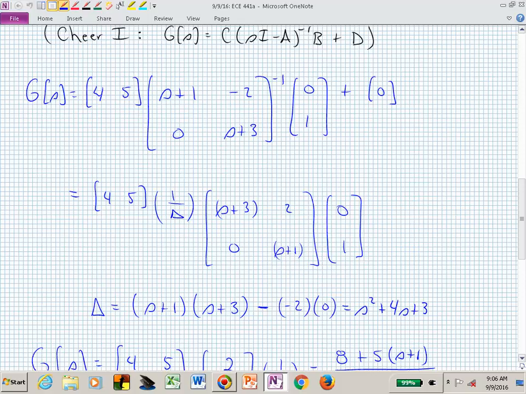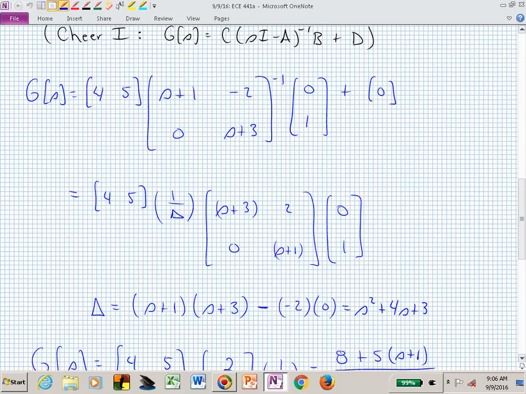The determinant is the product of the diagonal entries minus the product of the off diagonal, and that's what I'm showing as delta there. I'm explicitly showing minus 2 times 0 so that you don't, in general, forget that you have to consider those off diagonal terms if they're both non-zero in the determination of that determinant.